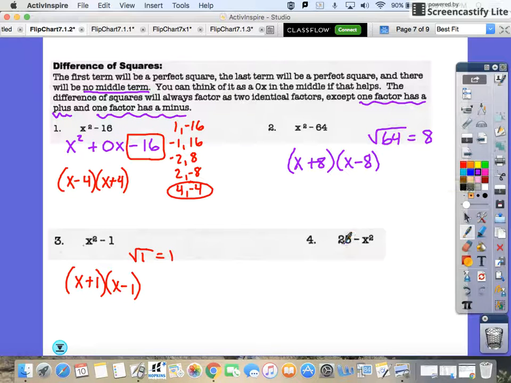This one, we have a perfect square in the front, a minus, and a perfect square in the back. So the square root of 25 is 5. So we're going to say 5 plus x times 5 minus x. The reason this goes on the back side with the plus minus is because that is the thing that follows the negative sign. So this one follows the negative, that's why it's plus or minus that. This follows the negative, that's why it's plus or minus 4. This follows the negative, that's why it's plus or minus 1. This follows the negative, so it's plus or minus x.